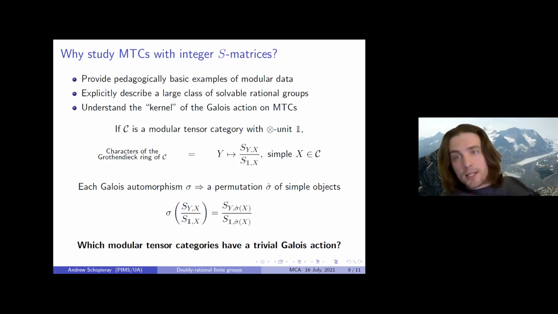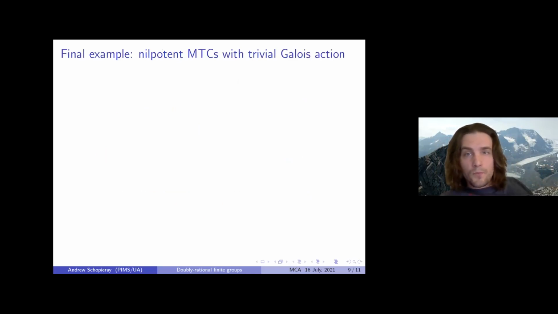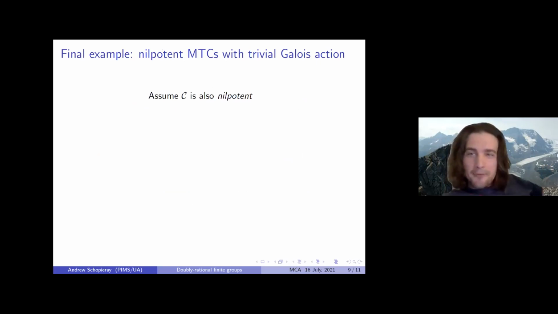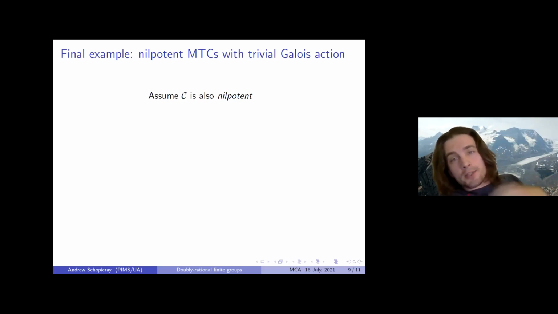So there's lots of interesting things about these particular categories. I'll end with just a small set of examples. In fact, none of the examples that I gave, well, I think the very first example that I gave with Z mod 2, that is an example of nilpotency, but the other examples are not. So if you assume that you start with a modular tensor category with an integer S matrix or trivial Galois action, which is also nilpotent.